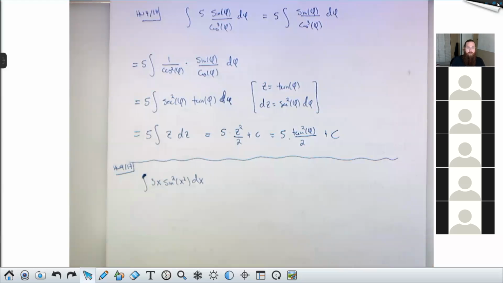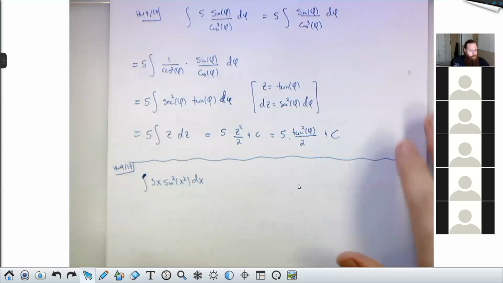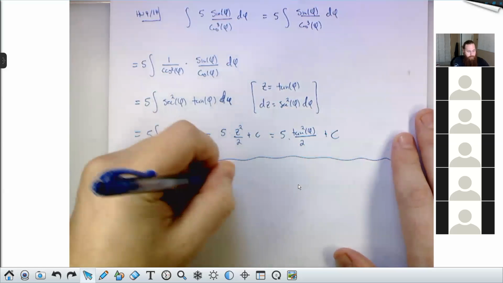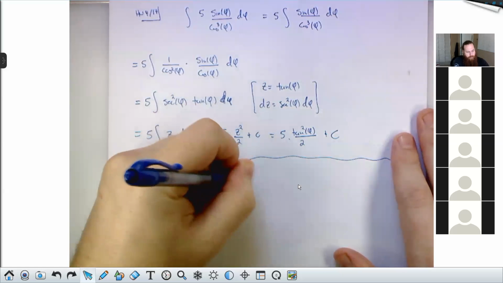IBP is an option. It looks kind of like an IBP problem, doesn't it? Because I've got a polynomial times a trig function. But if you pick u to be this, and then dv to be this, then the dv to v step would require you integrating sine squared of x squared. That's a hard integral. That's a very hard integral. So a substitution is the right way to begin. And then maybe some IBP, but I don't think you'll need IBP after you substitute.